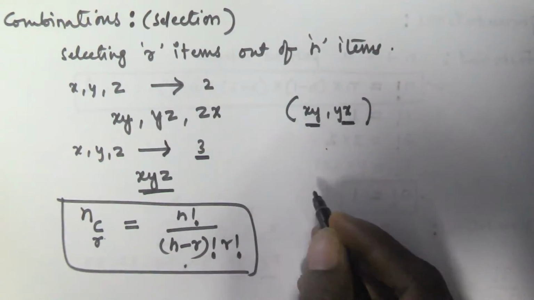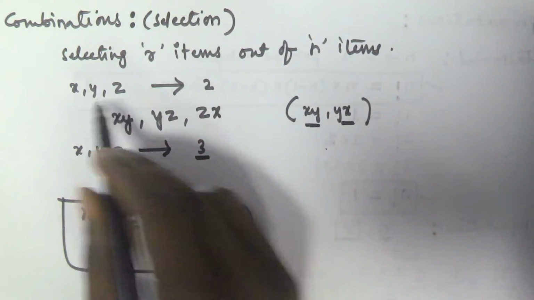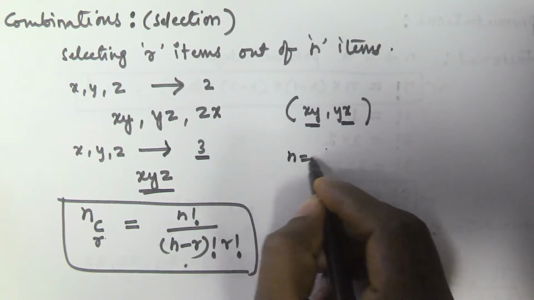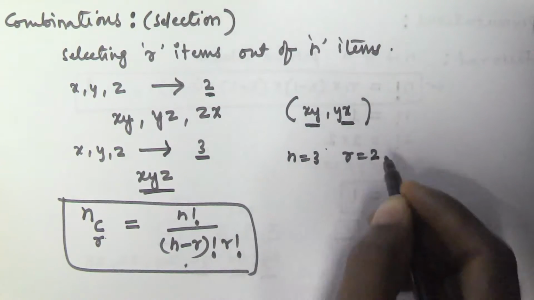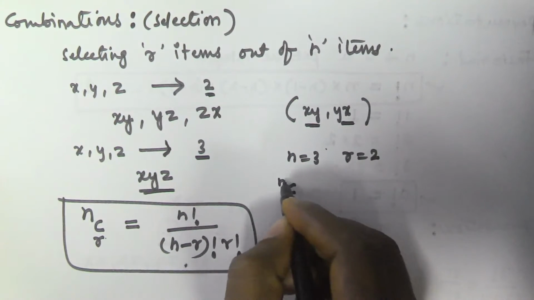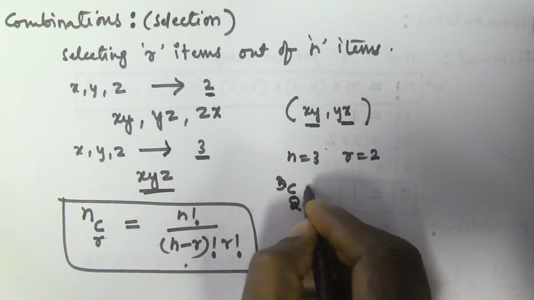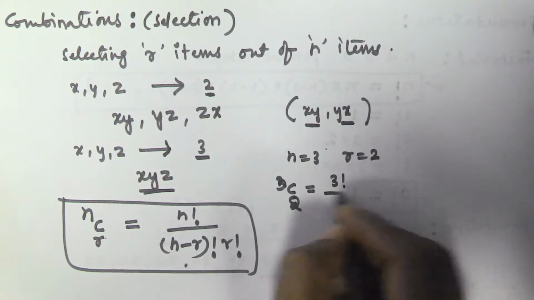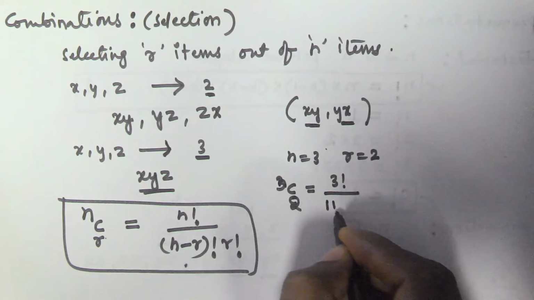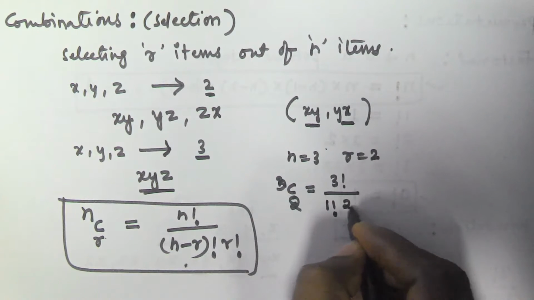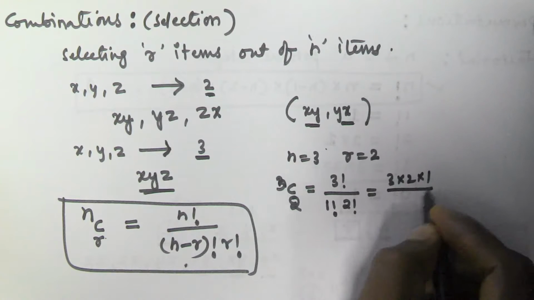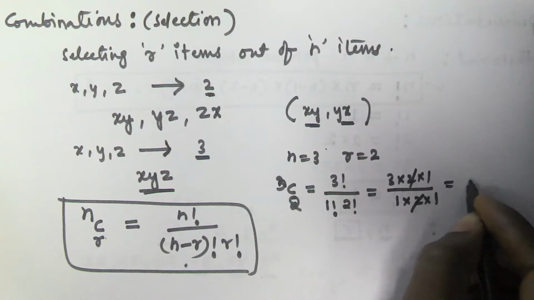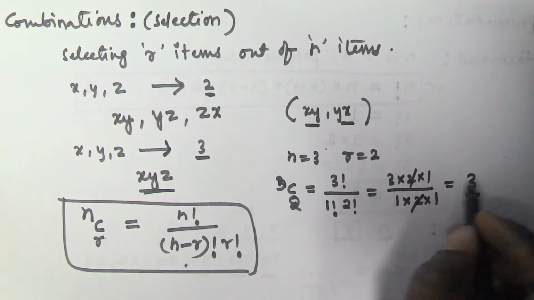For example, we will check these two. Out of three variables, n is equal to 3, and we are selecting 2 at a time, so r is equal to 2. That is 3C2. That is 3 factorial by (3 minus 2) factorial, that is 1 factorial, into r factorial, that is 2 factorial. So that is 3 into 2 into 1 by 1 into 2 into 1. The 2 cancels and we get 3. So 3 selections are there.